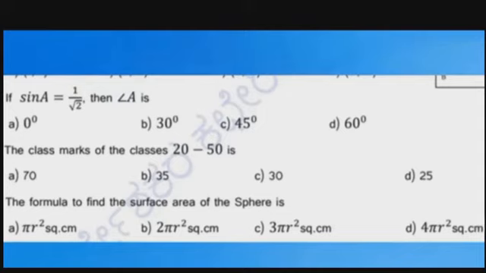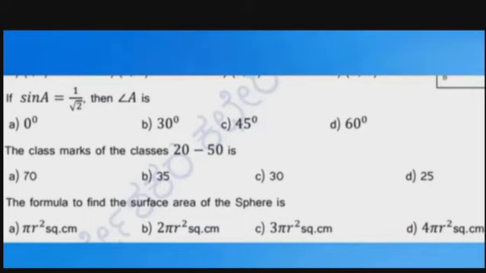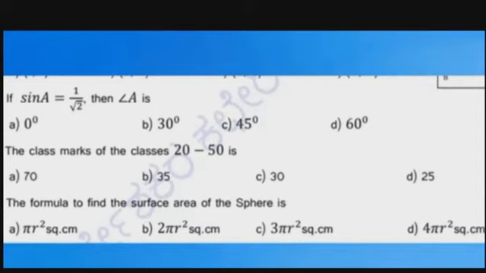The class mark of the class 20 to 50 is. How to find the class mark? Simple. You add 20 plus 50 and divide it by 2. 20 plus 50 is 70, and 70 by 2 is 35. So the answer will be 35. Therefore the option B is correct, so you need to shade the B option. Okay. Moving on to the next problem.